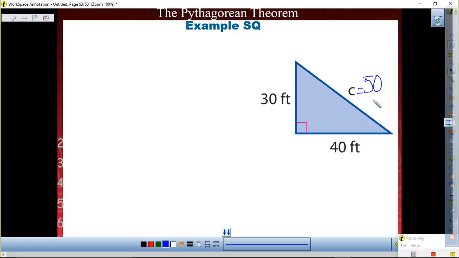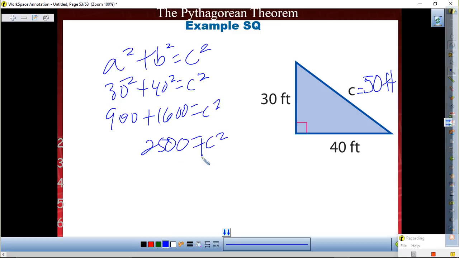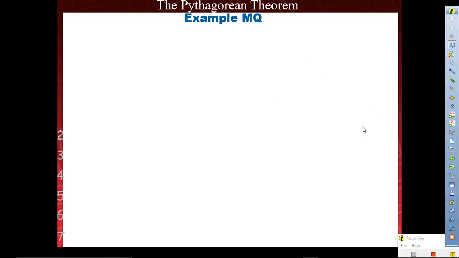We got 50 feet. Yeah, that is correct. A squared plus B squared equals C squared. 30 squared plus 40 squared equals C squared. 900 plus 1600 equals C squared. 2500 equals C squared. Square root, 50 equals C. And I'm not done. One more. In your graphing paper, copy this one.